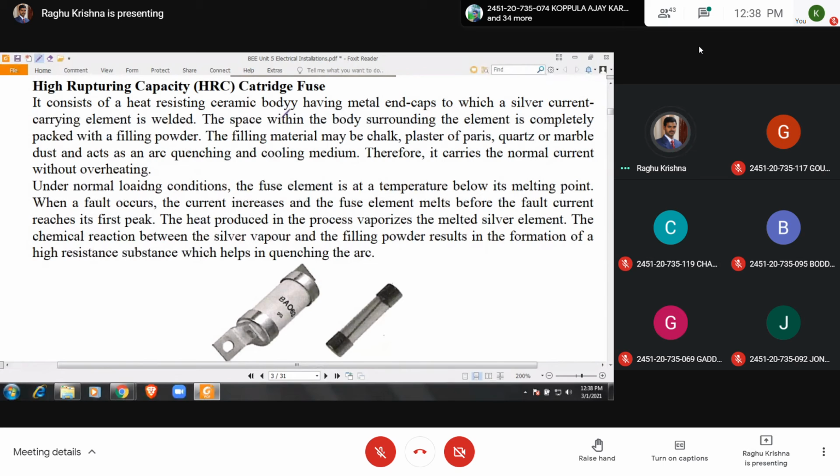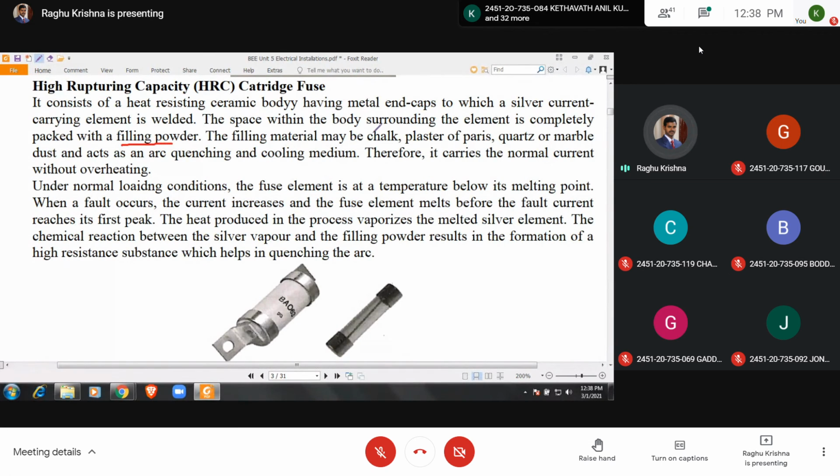Now here the space within the body surrounding the element is completely packed with a filling powder. The filling material may be chalk. So here, this is the body. Inside, we have the filling powder. Filling powder will be there in this, and the filling material may be chalk.